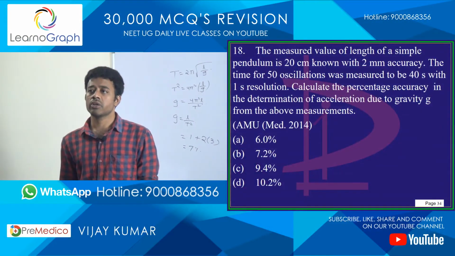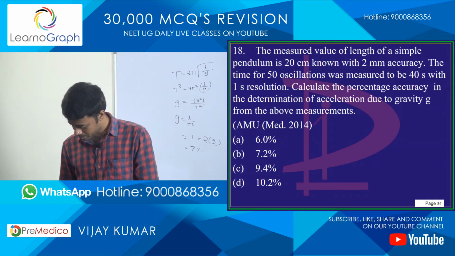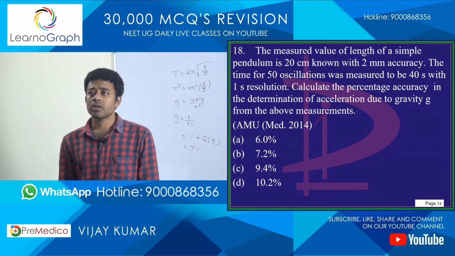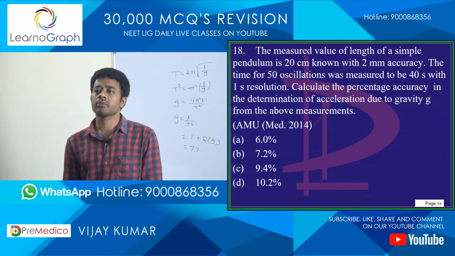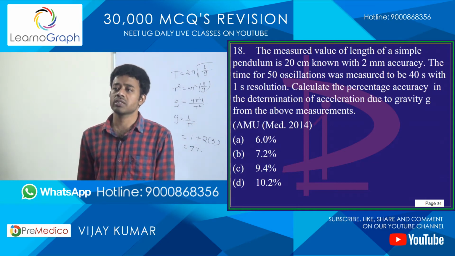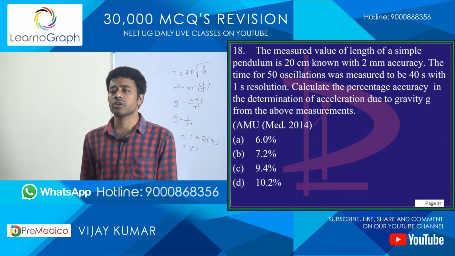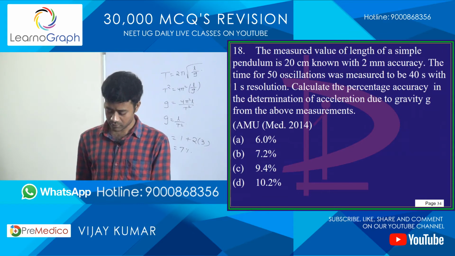Here the measured value of length of a simple pendulum is 20 centimeters with 2 millimeter accuracy. The time for 50 oscillations was measured to be 40 seconds with 1 second resolution. Calculate the percentage accuracy in the determination of acceleration due to gravity.